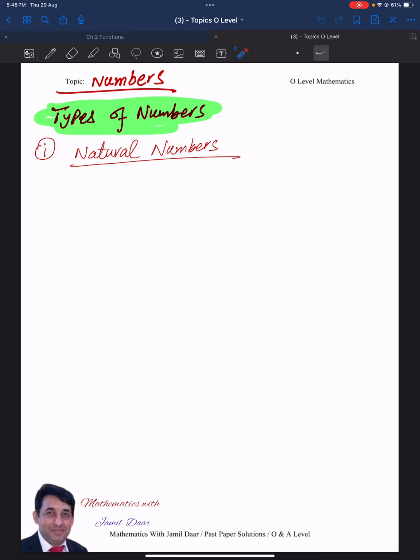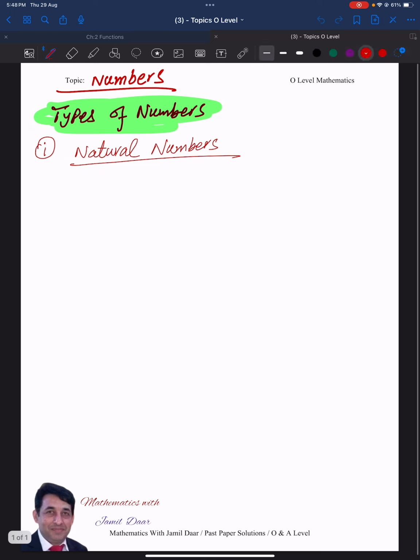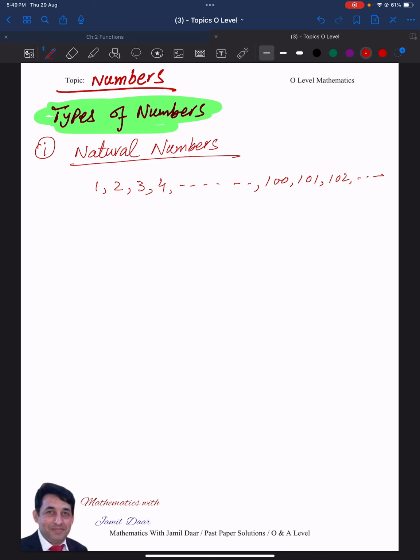The first type is natural numbers. So what are the natural numbers? Natural numbers are those which are used for counting purposes, like 1, 2, 3, 4, and so on, and like 100, 101, 102, and so on. All these are called the natural numbers.